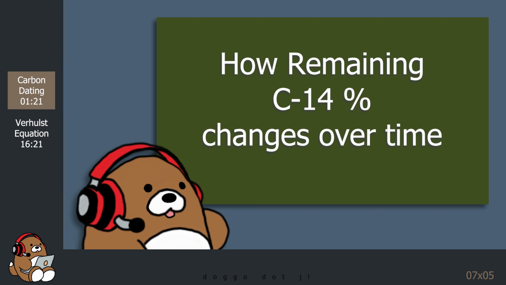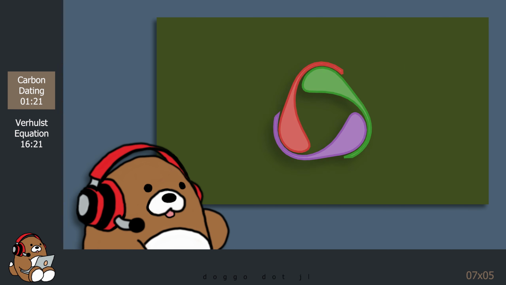It follows a decay curve. We can use a differential equation to define how the remaining carbon-14 percentage changes over time. If we can solve this differential equation, then we'll be able to predict the remaining carbon-14 percentage at any time t. Using this information, we'll be able to estimate the age of an organic fossil. Let's see how to do that in Julia by using the DifferentialEquations.jl package.